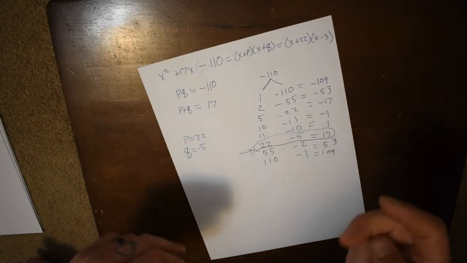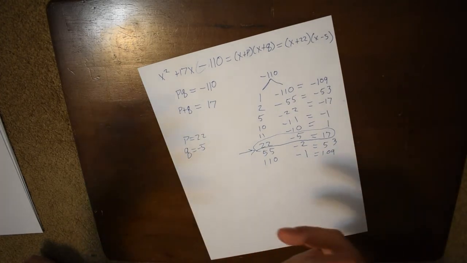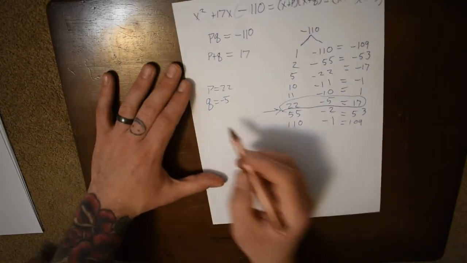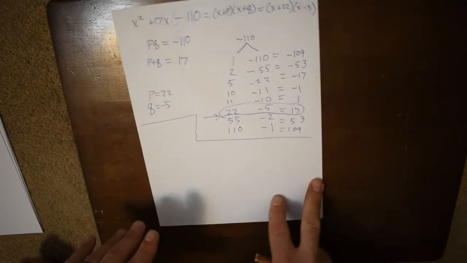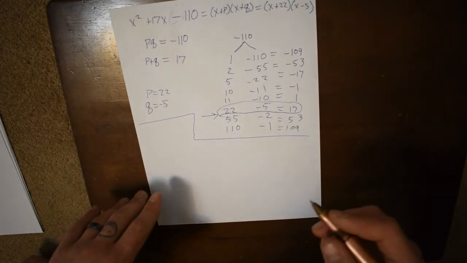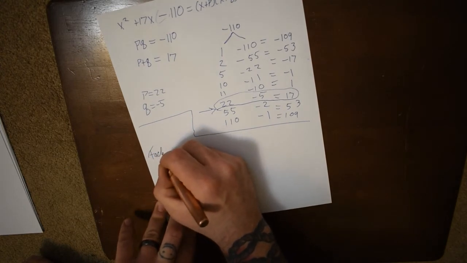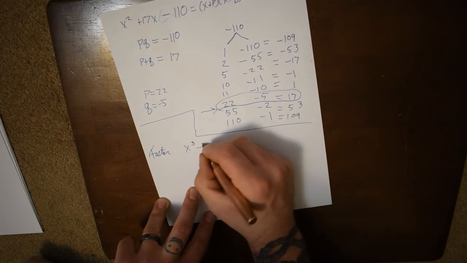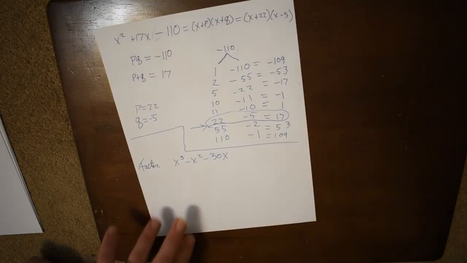Okay, so the book gives you one real example of this, and it jumps on to some bigger and badder things. So let's follow suit. So we want to factor x cubed minus x squared minus 30x.